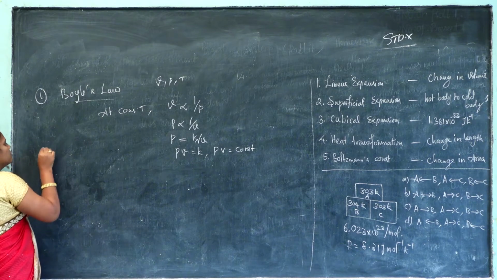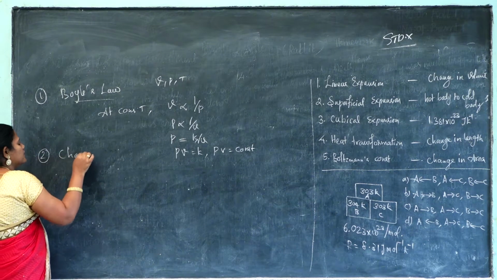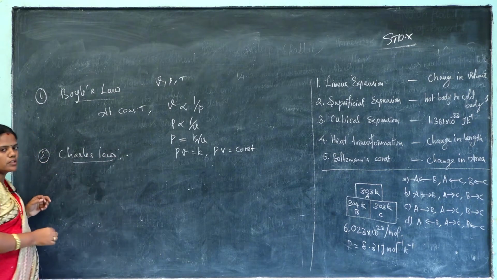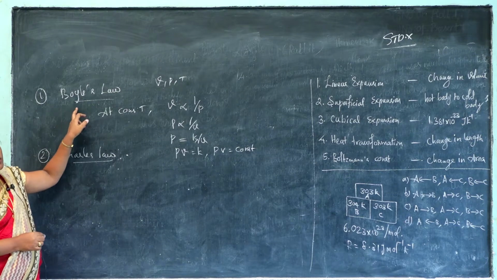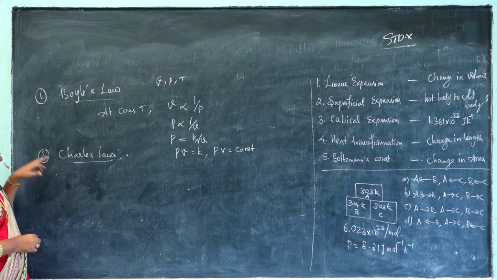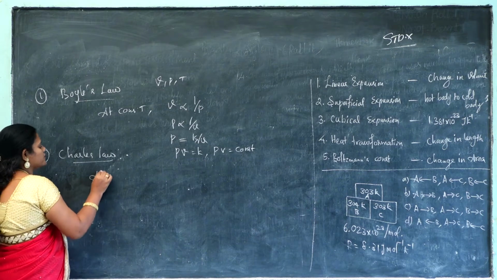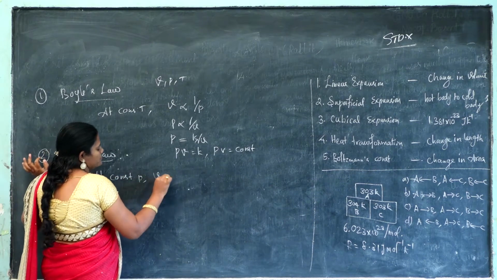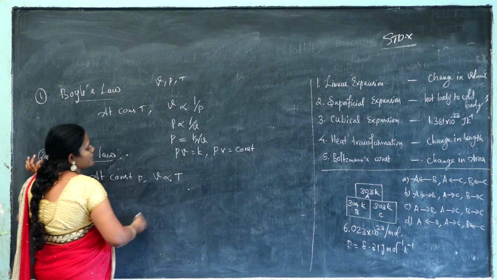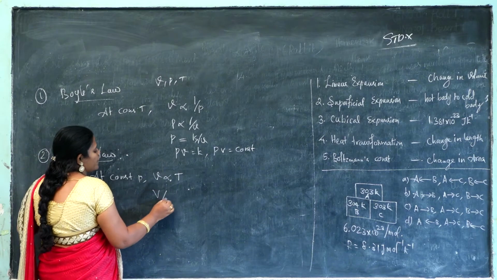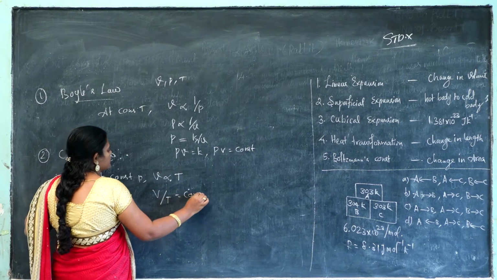And the second one, Charles' law. This law is also called the law of volume. At constant pressure, volume is directly proportional to the temperature. So V by T is equal to constant.